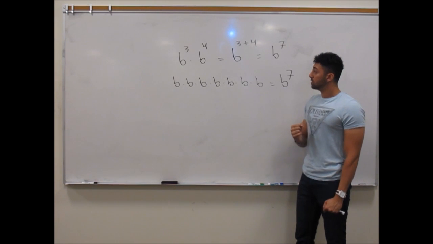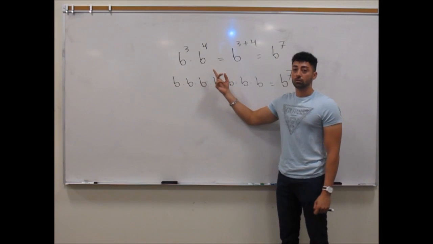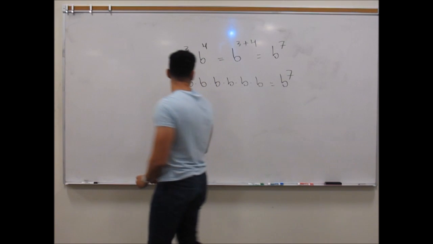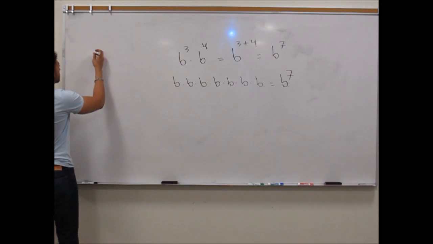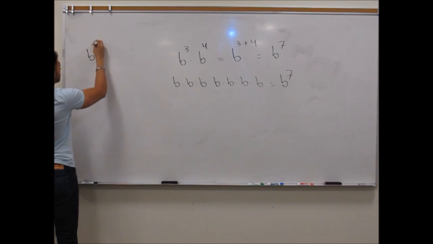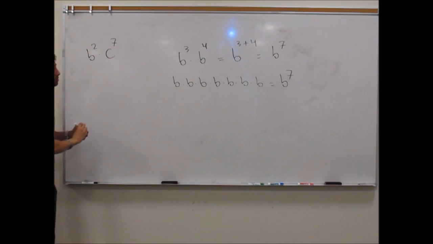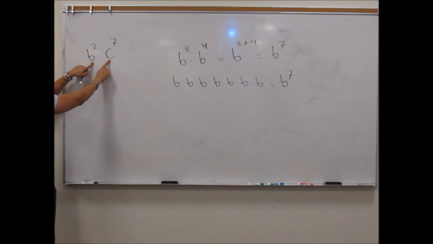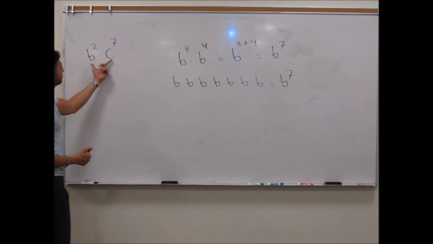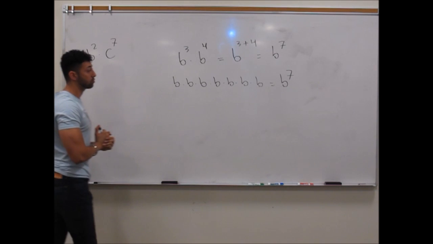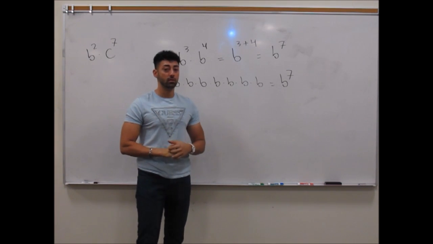And it does have to be the same base for it to work. For example, if I had something like b squared times c to the 7th, in this case we have 2 different bases. So there's nothing we can do here. You can't simplify this or combine anything. So it's crucial to note that it does have to be the same base.